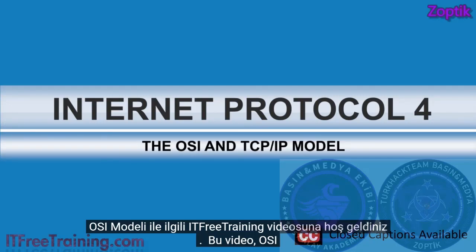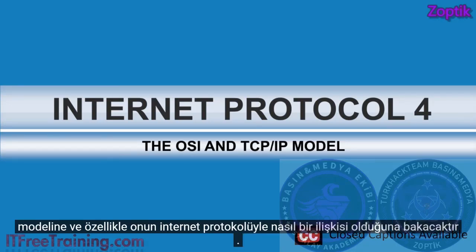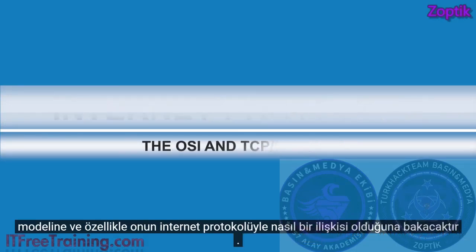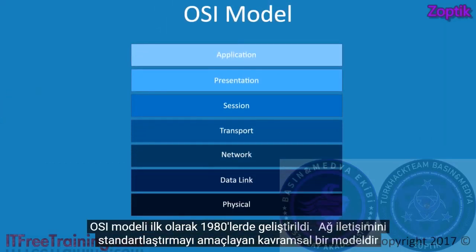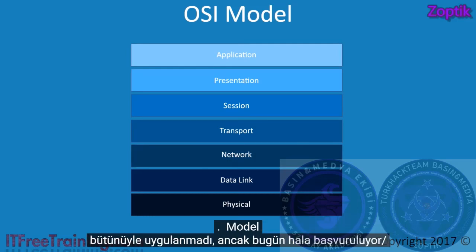This video will look at the OSI model and in particular how it relates to the Internet Protocol. The OSI model was first developed in the 1980s. It is a conceptual model aimed at standardizing network communications. The model is not implemented in its entirety, but it is still referenced today.